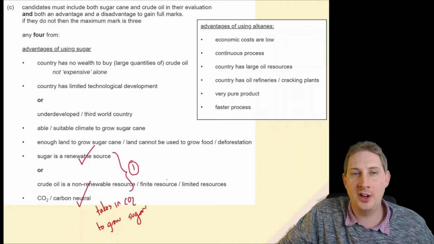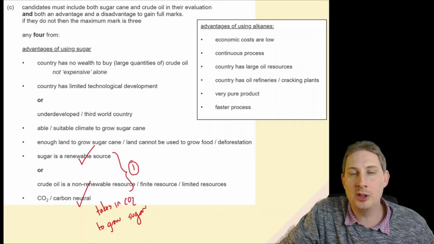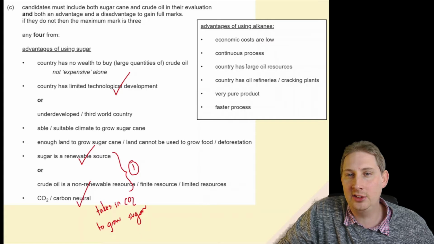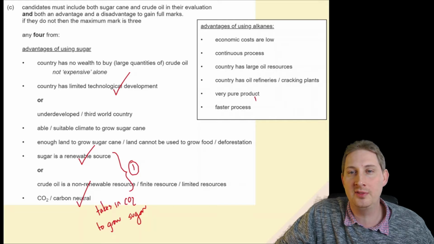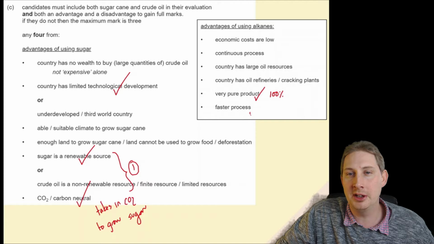So that is an advantage of sugar. You don't need as much technology. So that would be another thing that you could have said. What are the advantages of alkanes? Well, hopefully if you're remembering your first homework, you know that the alkanes produce a very pure product, about 100% pure. It's much faster. It is a continuous process.